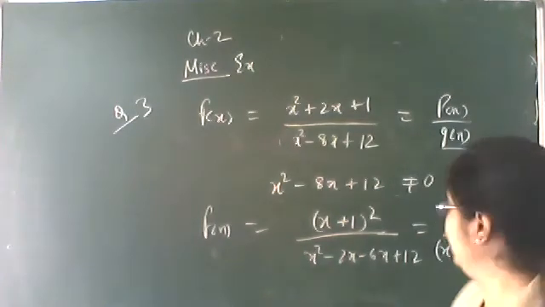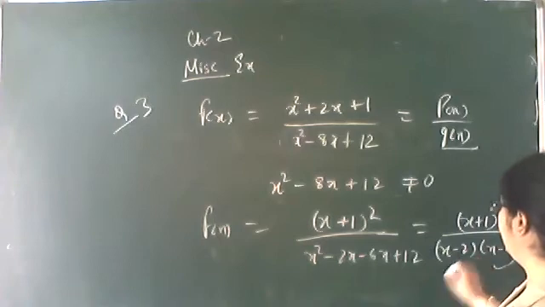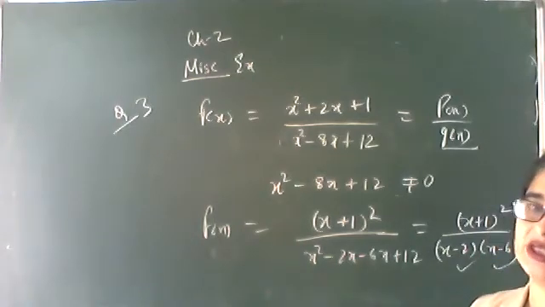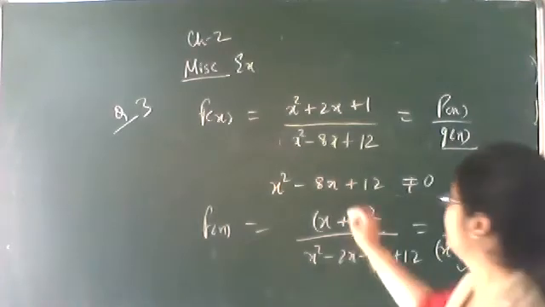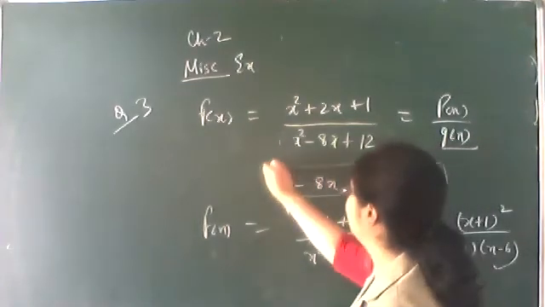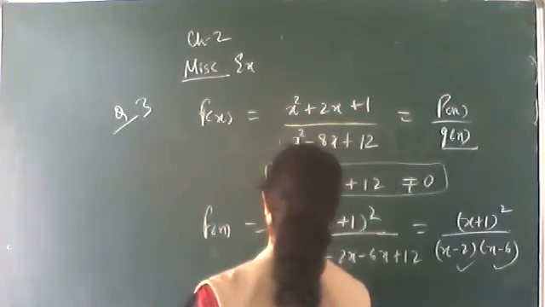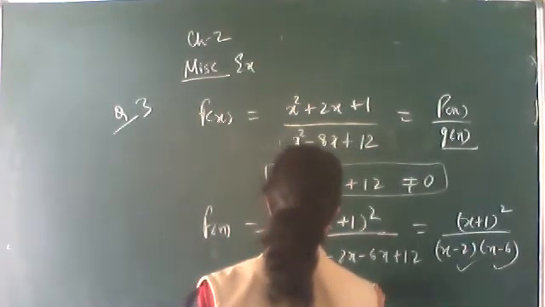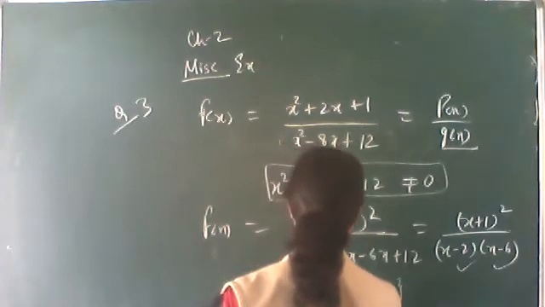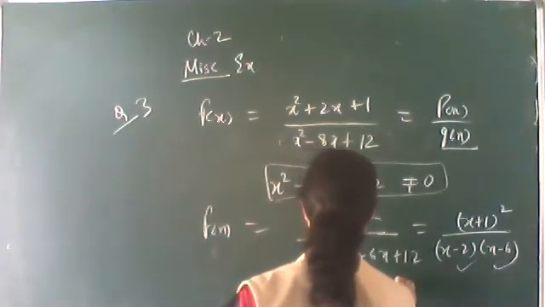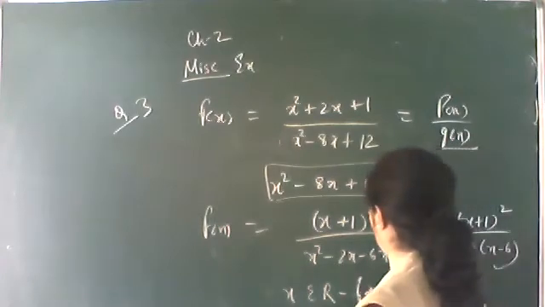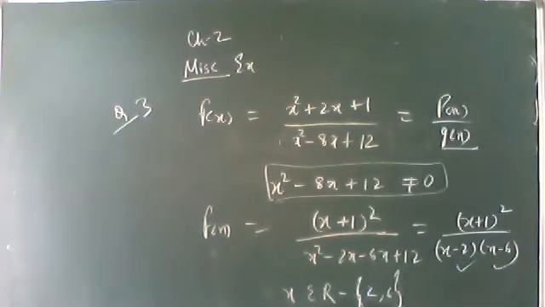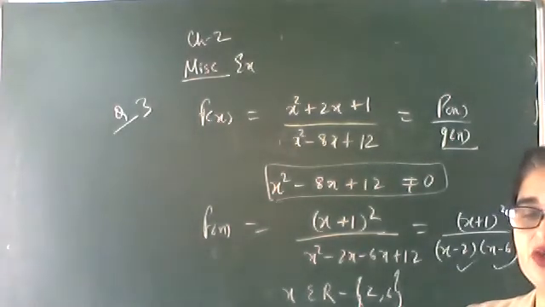Now just see from this what you can say. If in the denominator x is equal to 2 or x is equal to 6, then the denominator will be 0. And what we have studied is that the denominator should not be equal to 0. So x can be any real number except 2 and 6. It cannot be 2 and 6. Any other real number it can be.